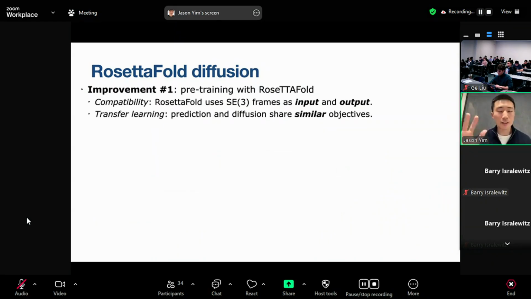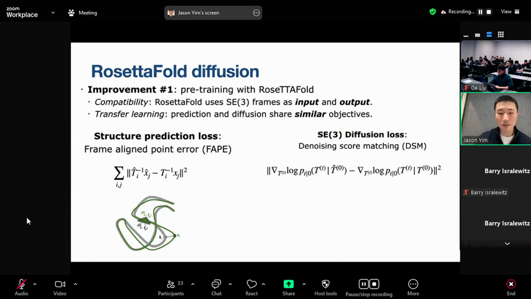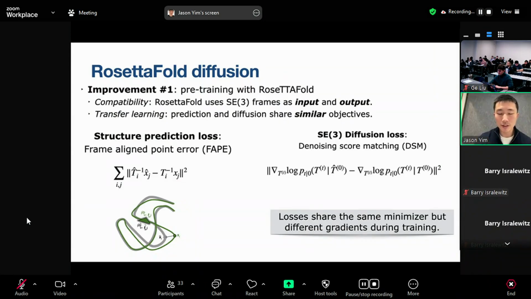The second thing is this transfer learning, which is that structure prediction and diffusion share similar objectives. So in structure prediction, you typically use something called the FAPE loss. And here you're looking at how well the frames align per residue. And then in diffusion loss, you're trying to match the frames to each other. What you can show is that these losses share the same minimizer, but they have different gradients during training. But because of the similarities, you can pre-train on this task and then use SE(3) diffusion to fine-tune it and turn it into a diffusion module.